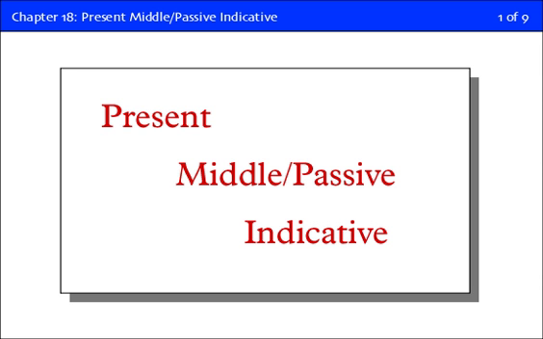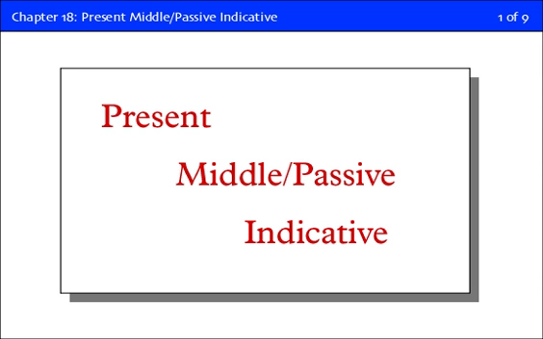Well, welcome to Chapter 18. In Chapter 18, we're going to learn the present, middle passive, indicative. In other words, we're going to stay in the same time and same tense in the present, stay in the same mood in the indicative, but we're going to learn a new voice, the passive.